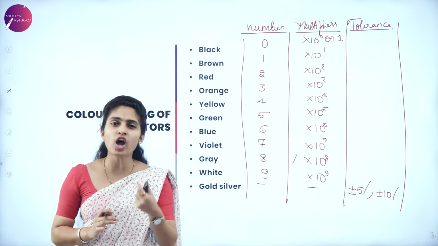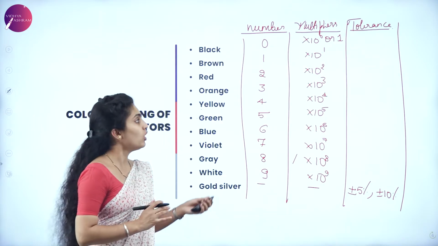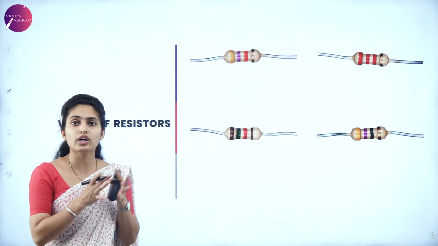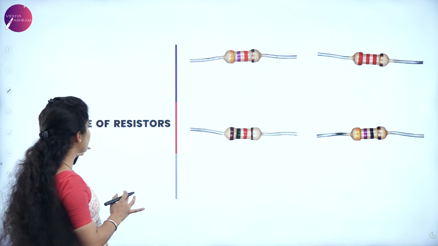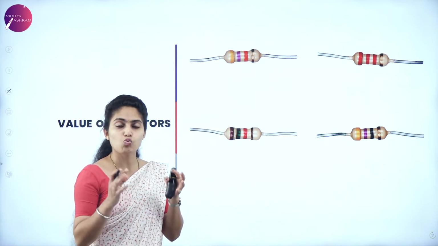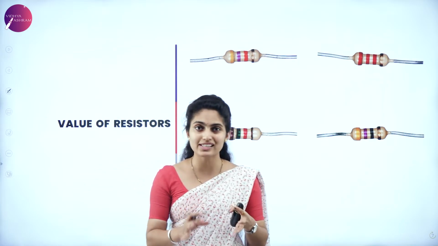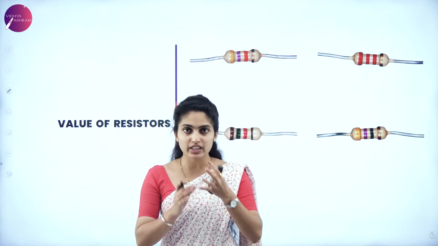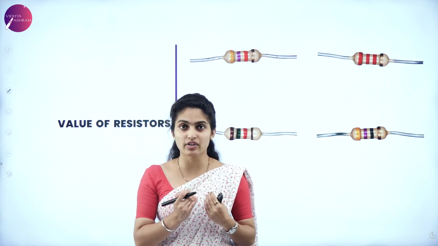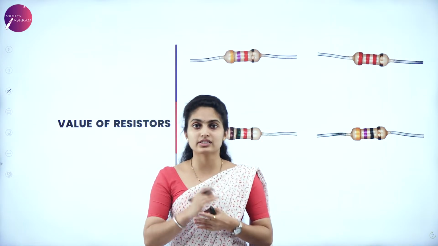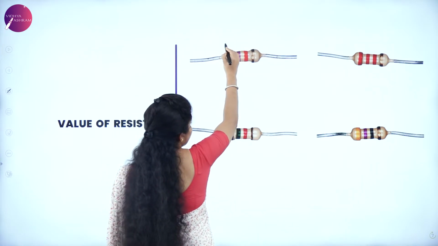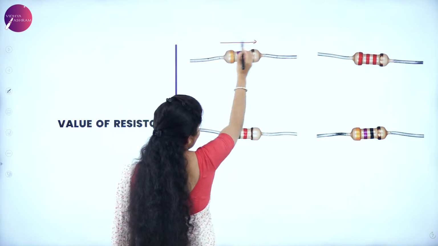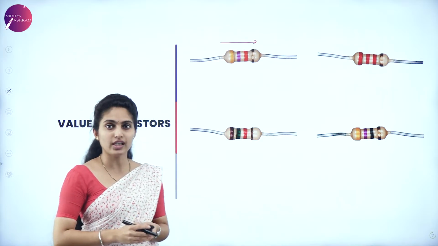So there is a small exercise for each one of you. I want you people to look at this color coding and give me the answer for the resistor's value. What is the value of the resistance? Before checking the value of resistance, we make sure that either gold or silver will lie towards the right hand side so that we check the color coding from this way. From left to right is the checking of the color coding.